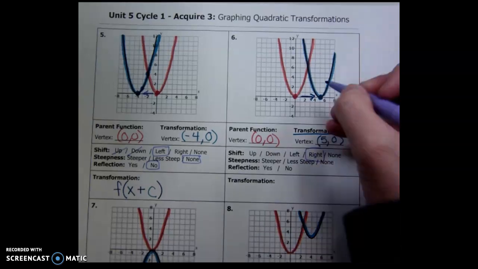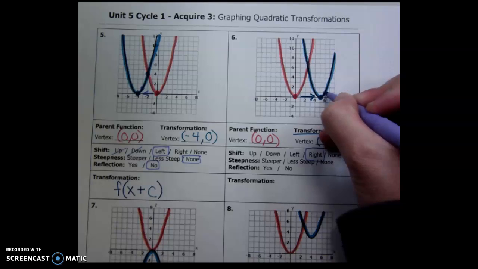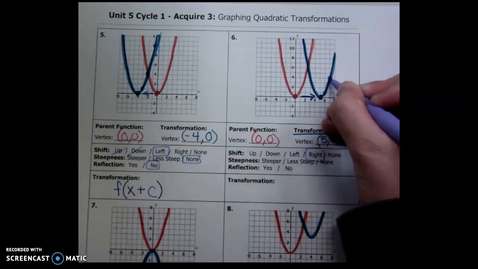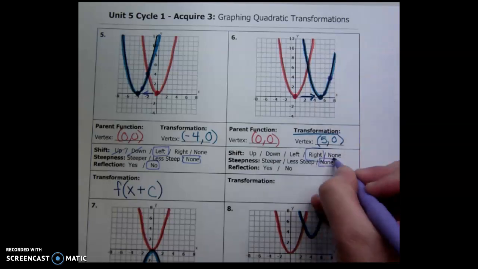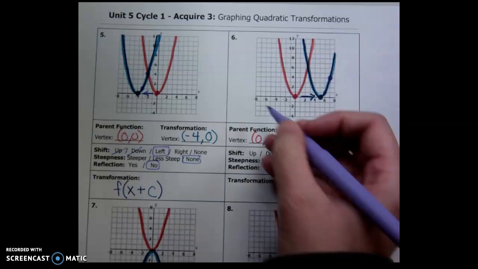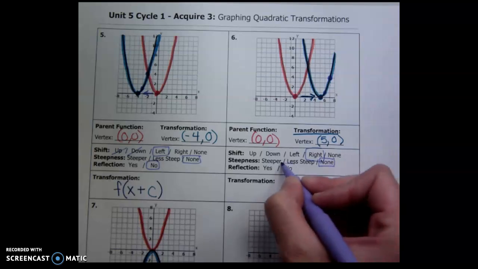Did the steepness change? We all know how to check. 0, 0, 1, 1. This would be 2, count up 4. So it's still there. Steepness did not change. Is it a reflection? Is it a hill now? Nope.